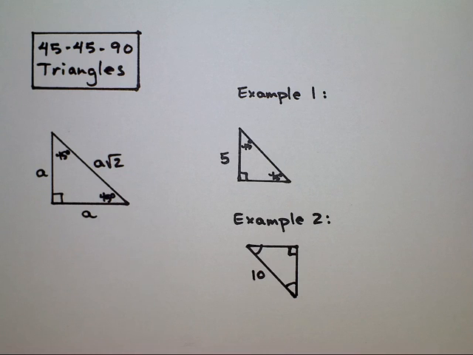We addressed two types of special triangles in class. One were the 30, 60, 90s. This video is going to address the other ones, the 45, 45, 90-degree triangles. In class, we proved the relationship between the sides.